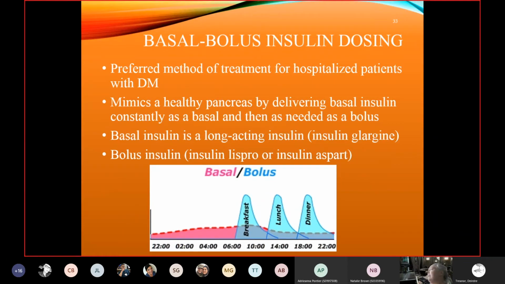Basal bolus, so they get a basal insulin or a long acting, and then a bolus with meals. And this actually is kind of like what the pancreas normally would do, because it'll give a continuous level of insulin, and then when it gets that shock of food, it'll actually bolus. So it actually totally mimics the way people are eating. Now, if a patient's NPO, you don't want to have them on a basal bolus insulin, because they're not going to eat.